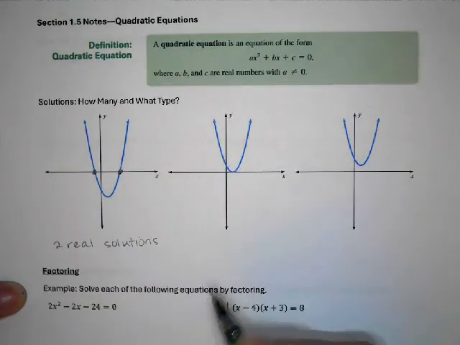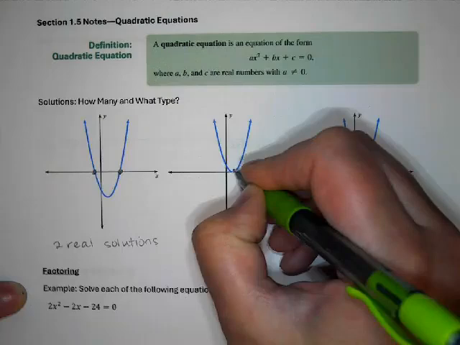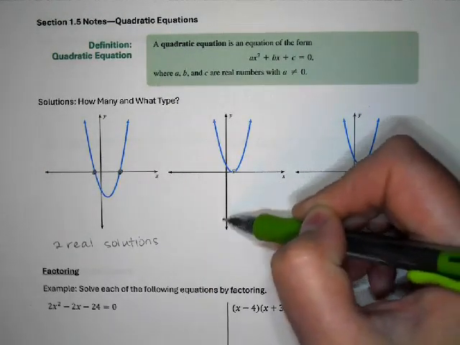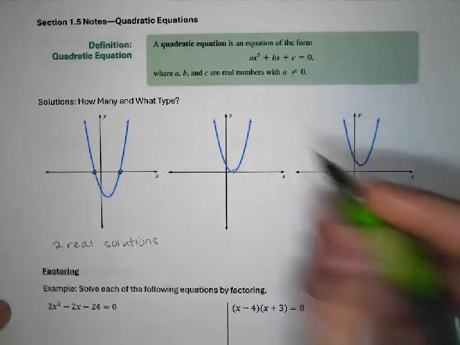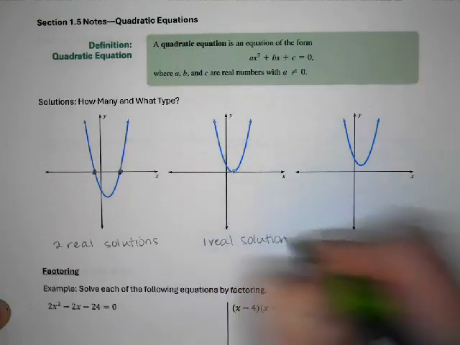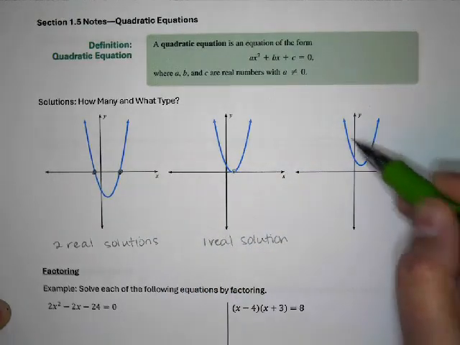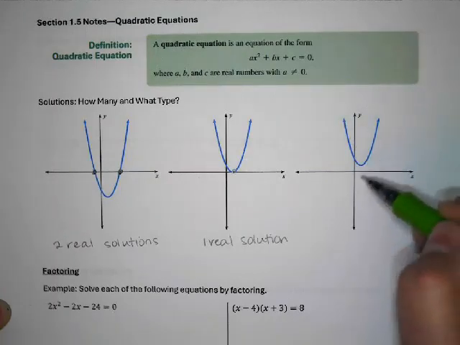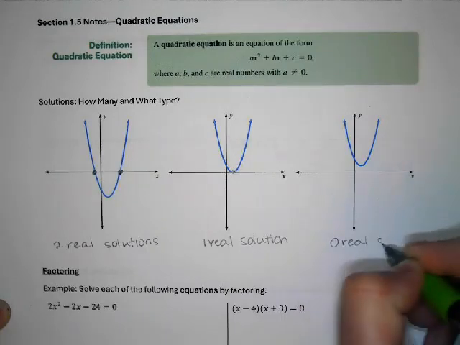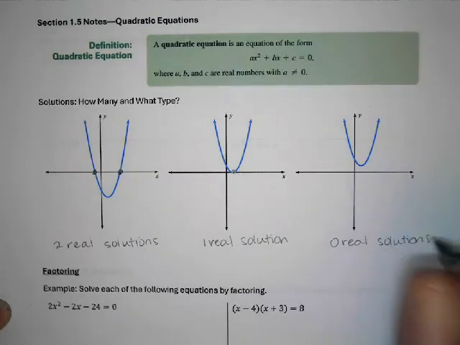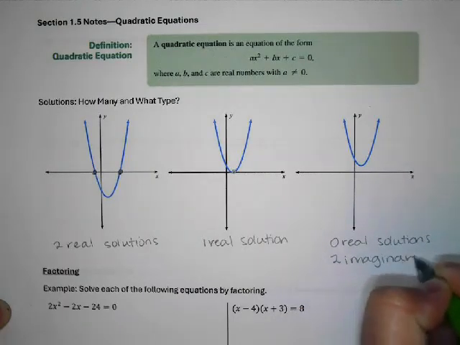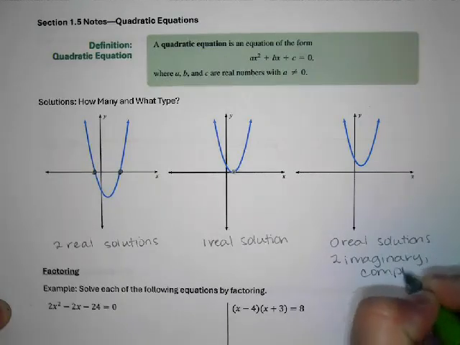So two real solutions. Here you might have a quadratic where the vertex is sitting on the x-axis, or it could be coming up from underneath. It's just touching the x-axis. That is one real solution. And then here we have a parabola where the curve is not touching the x-axis at all. So this is 0 real solutions, but there are two imaginary, complex solutions.